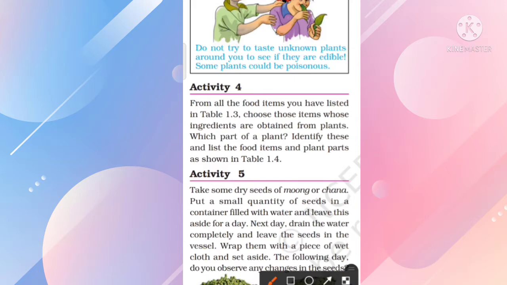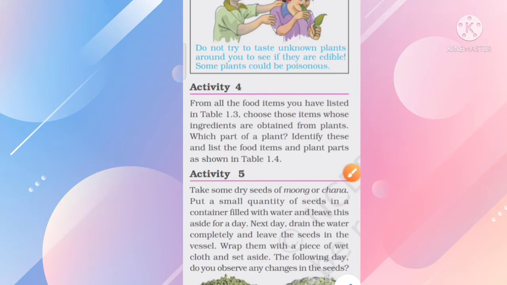So look at here in the picture. What are they telling? They are telling that do not try to taste unknown plants around you to see if they are edible. Some plants could be poisonous. We must not eat any leaf of any plant, because all plant parts are not eatable. Some may be poisonous. Okay.